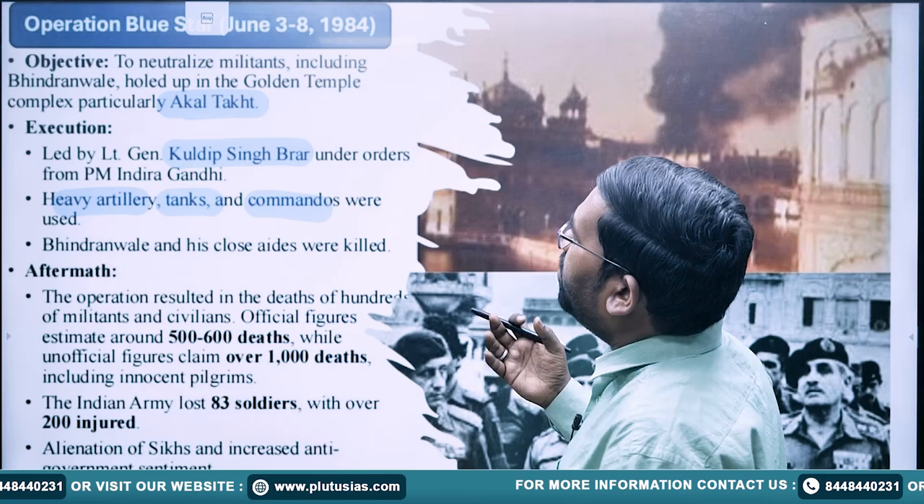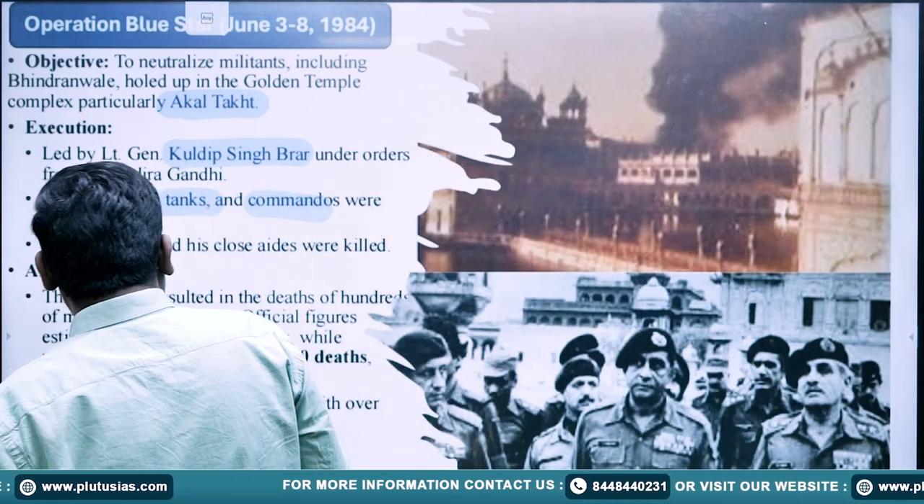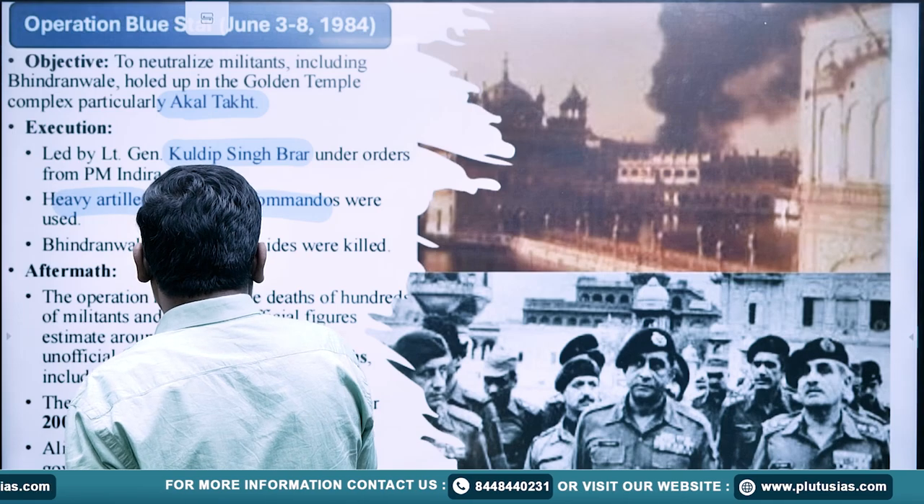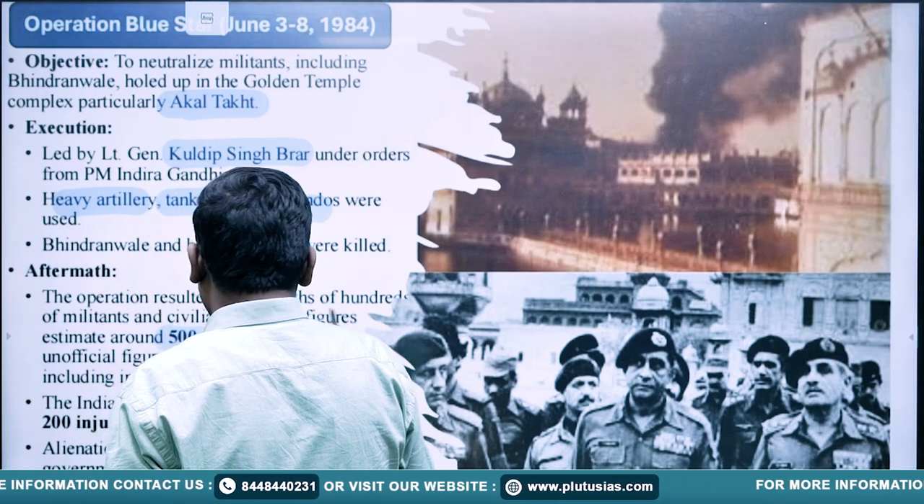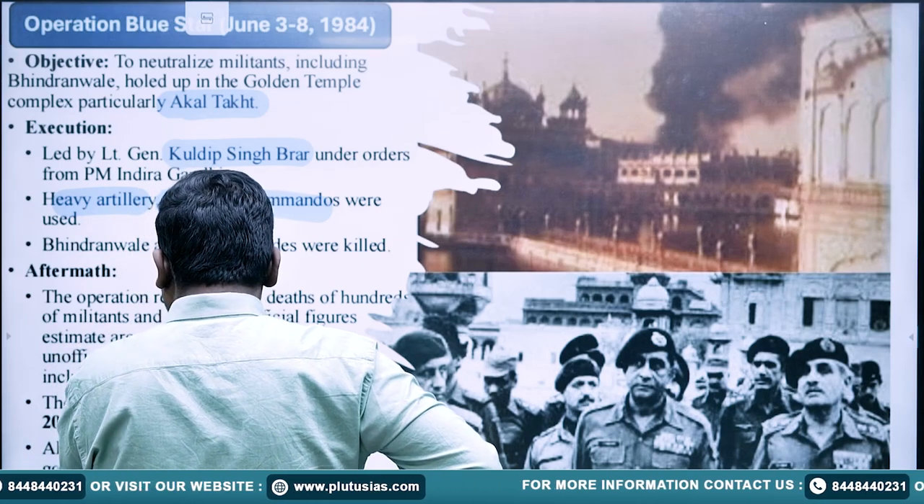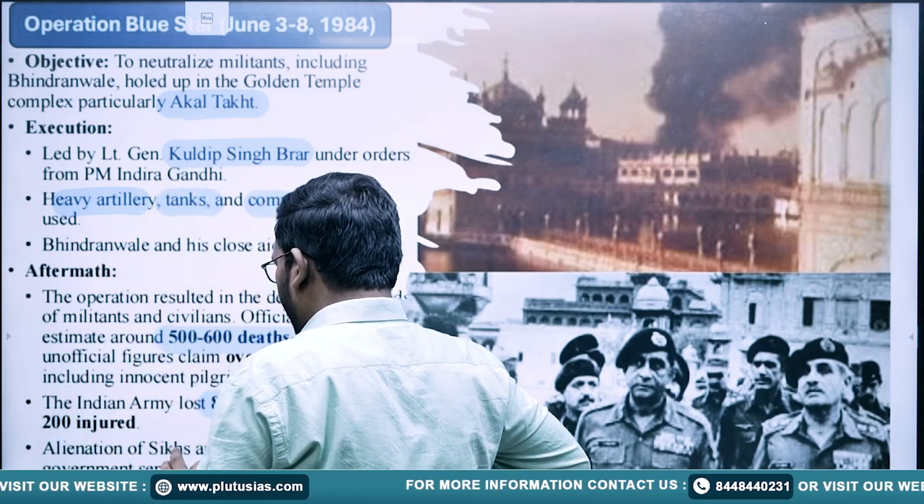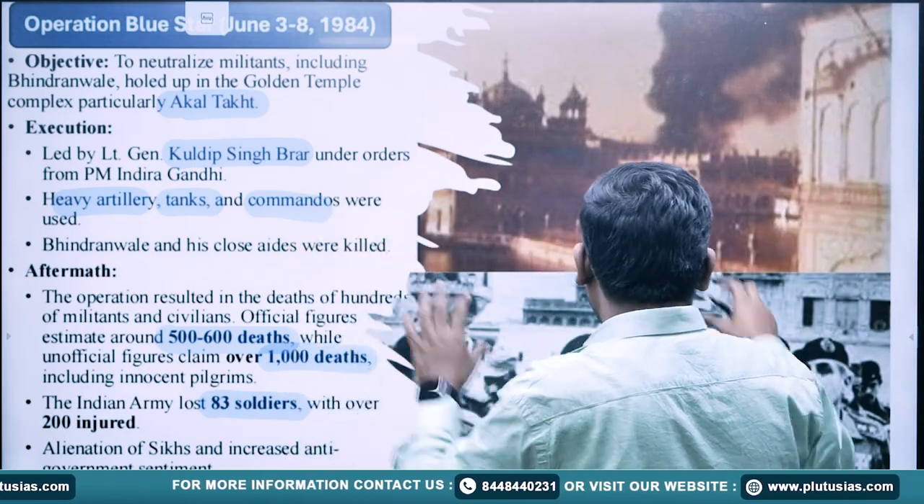तो what happened after this Operation Blue Star? This resulted, as per the official figure, in 500 to 600 people dead, while unofficial data claims about 1000 deaths. In this, the Indian army lost 83 soldiers, with over 200 people injured. Hai na? This is what we know about Operation Blue Star.